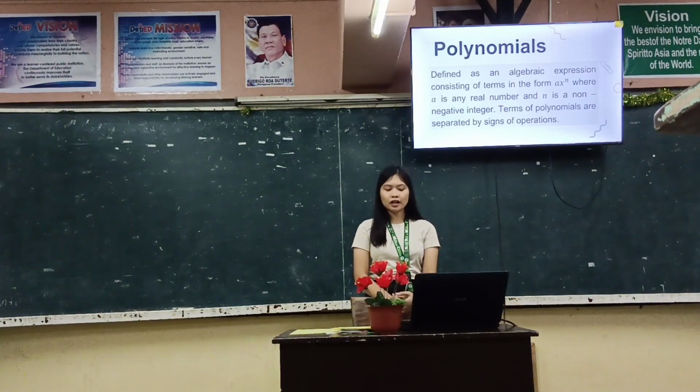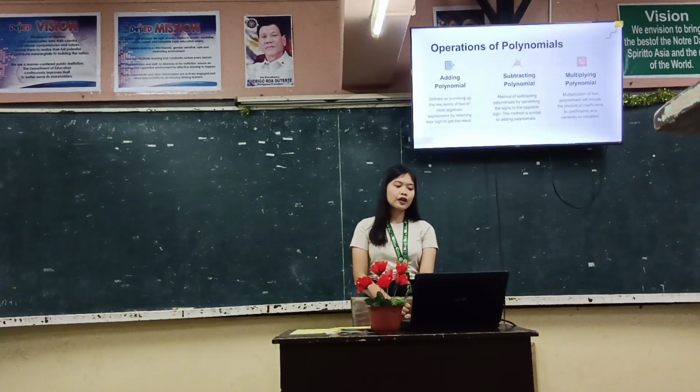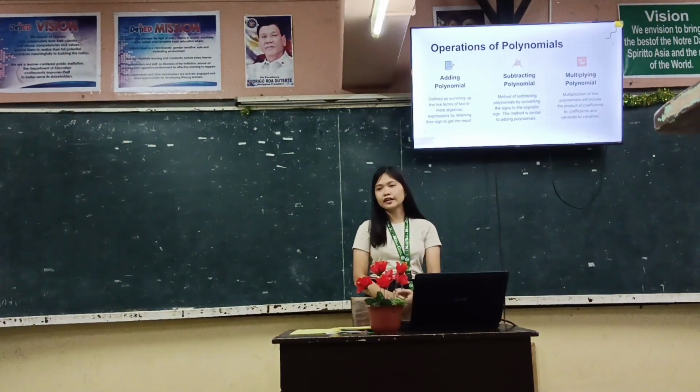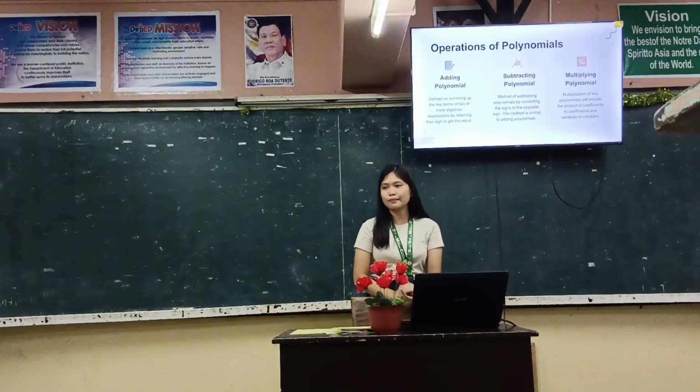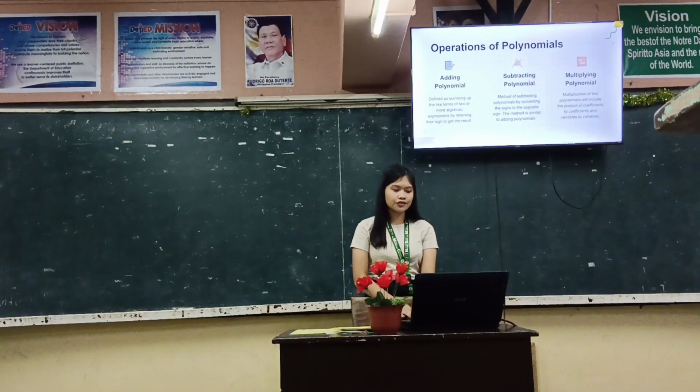For operations on polynomials, you may recall the rules and the methods. Adding polynomials is defined as summing up the like terms of two or more algebraic expressions by relating their signs to get the result. So first, in adding polynomials, let us define the like terms and combine them. Like terms are terms that have the same exponents and variables.